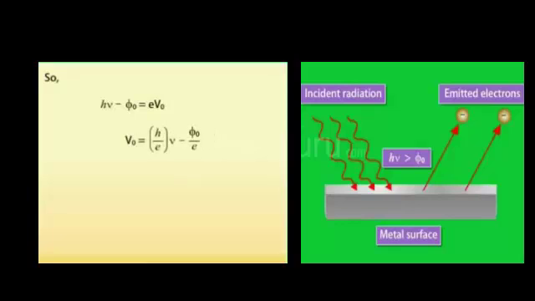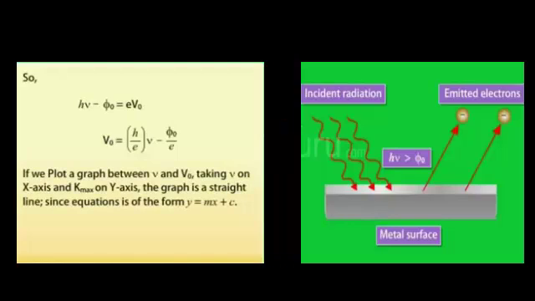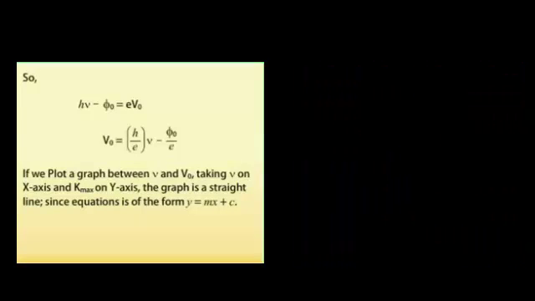If we plot a graph between ν and V₀, taking ν on the x-axis and V₀ on the y-axis, the graph is a straight line since the equation is of the form y = mx + c. The slope of the line will be m = h/e, which is a universal constant.